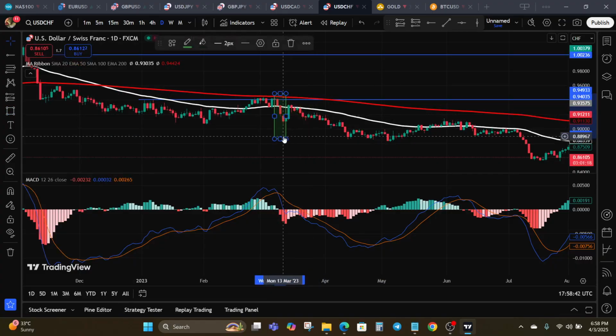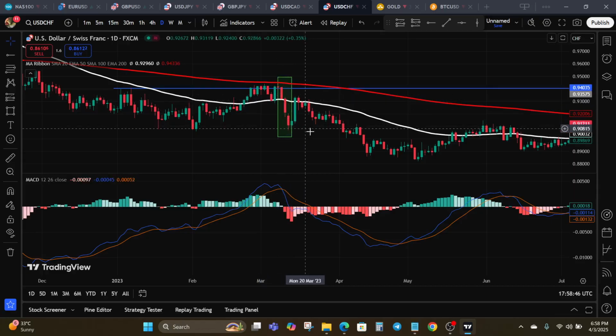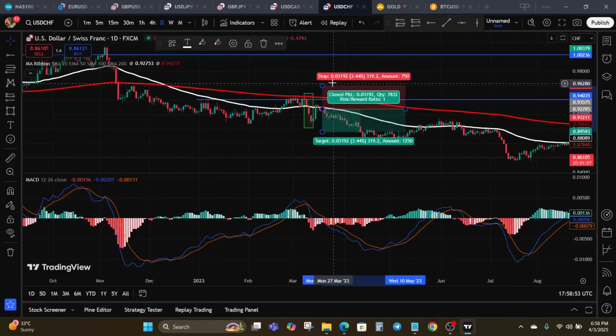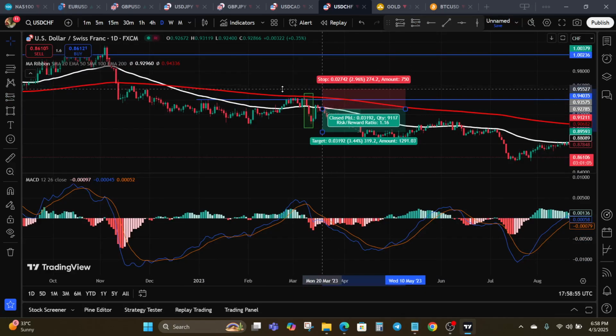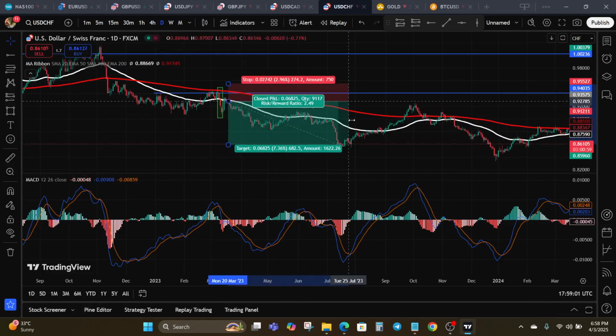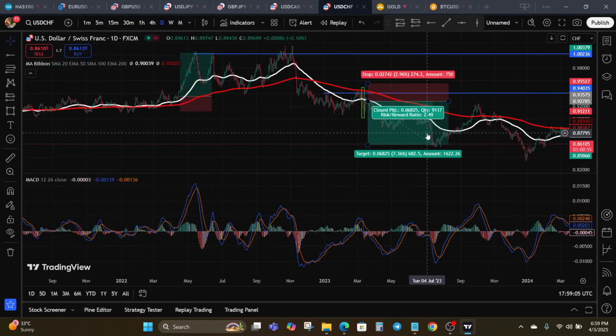We can see that we had the formation of these three black crows around here, and we had a retest of the 50 EMA again. So after that, this would have been a great opportunity to enter a sell. Stop loss above the swing high. Take profit can be around key support zones. You can use key support zones for your take profit.